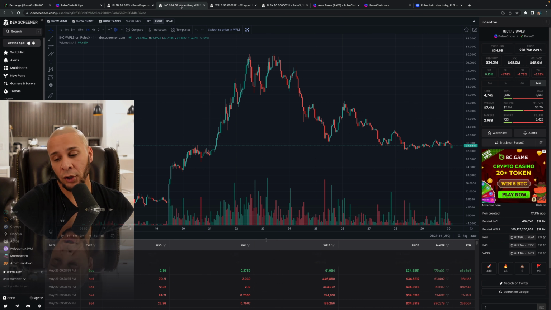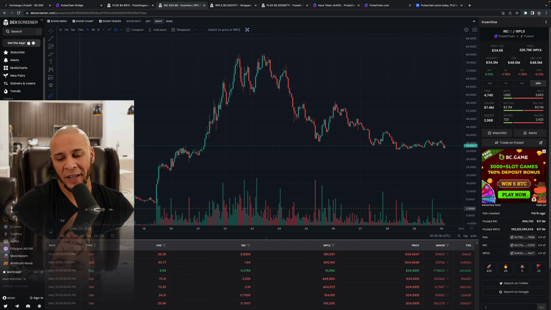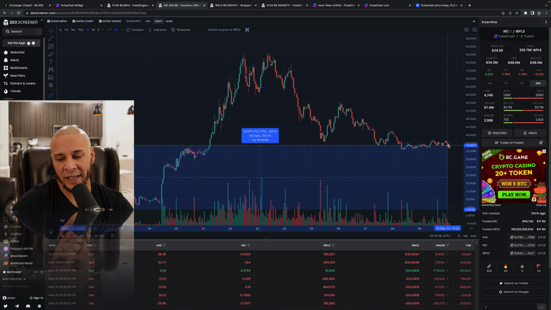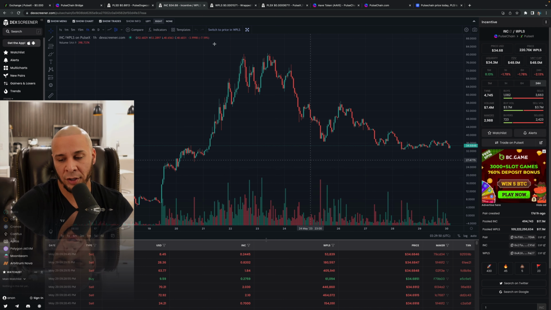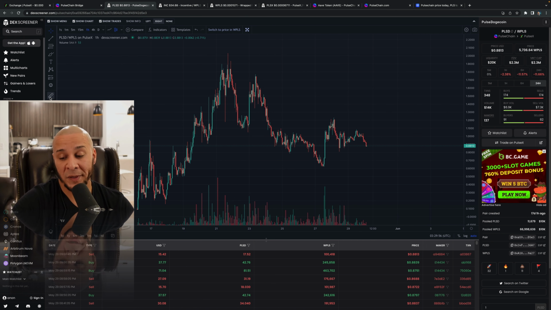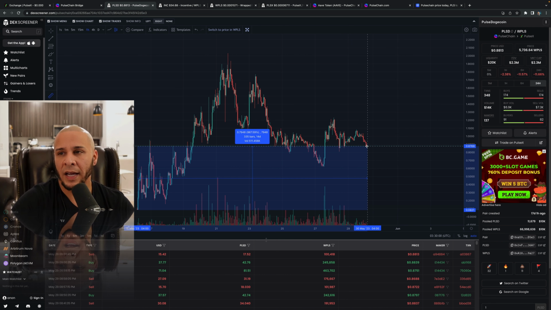The third coin that I will look into is the incentive token, which did a 12.41x from $2.85 on May 16 to $35.37. The incentive token has really done a good return. Another asset that has done a really good return is Pulsedogecoin, which went from 7 cents to 91 cents. That's a 13x.